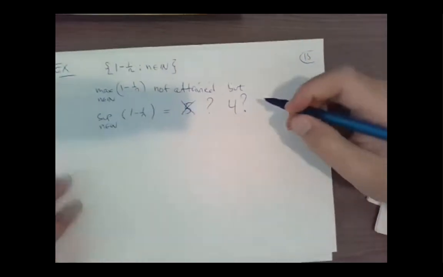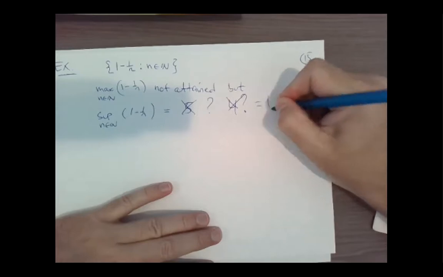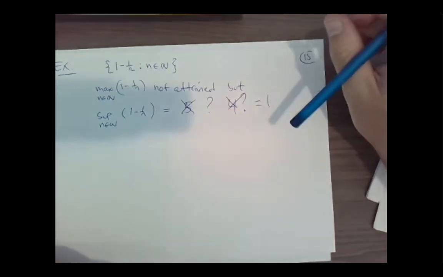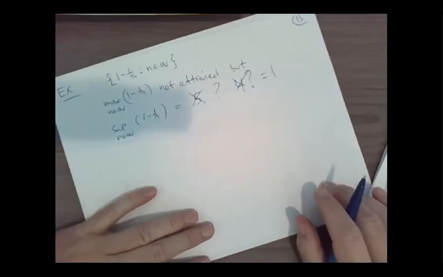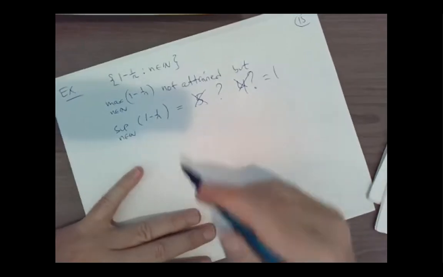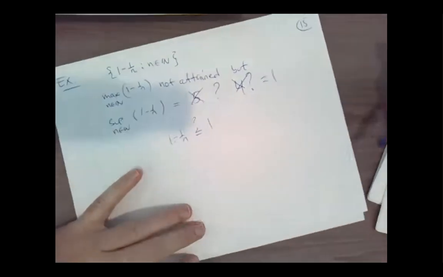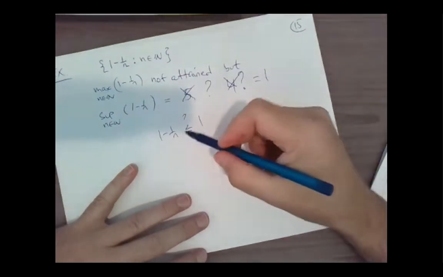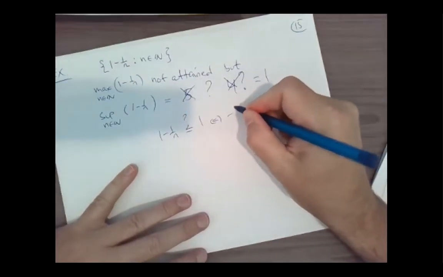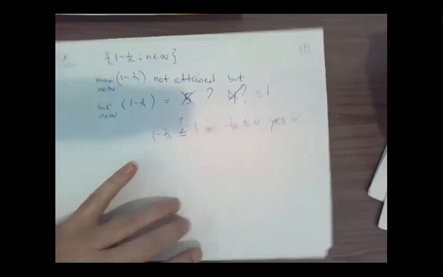Is it equal to 1? Well, let's have a look. Is 1 minus 1 over n always less than 1? That's the first property. This is the same as saying that minus 1 over n is always less than 0, and the answer to that question is yes, that works.